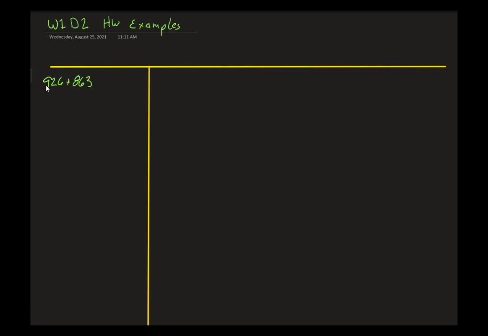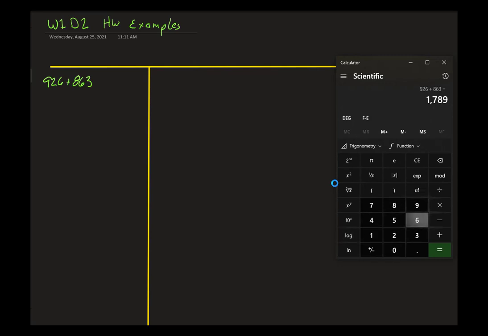863. So I'm going to call up the calculator real quick. And I'm just going to do this on the calculator. This is the way I'd expect you to do it. 926 plus 863. Not anything real big there. I came up with 1789.